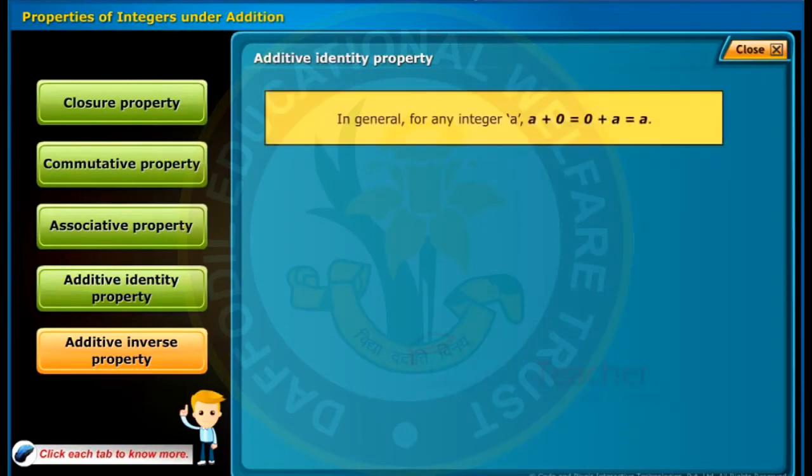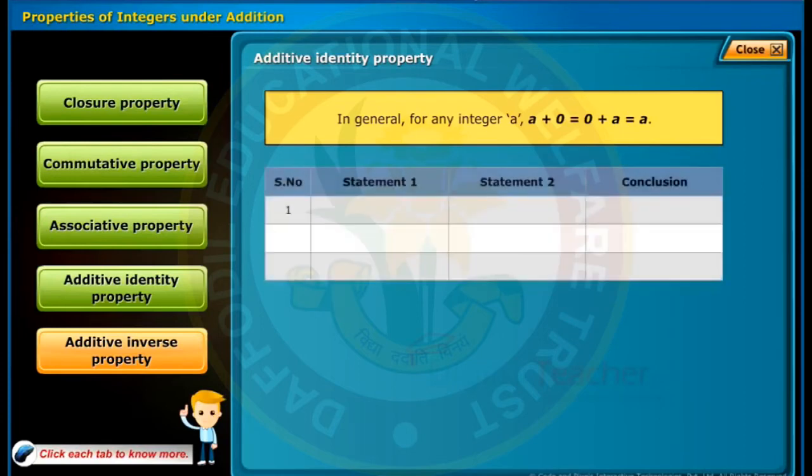Additive identity property defines for any integer a, a plus 0 is equal to 0 plus a is equal to a. In the first statement, minus 9. In the second statement, 0 plus of minus 9 is equal to minus 9, and it concludes that a plus 0 is equal to 0 plus a is equal to a.